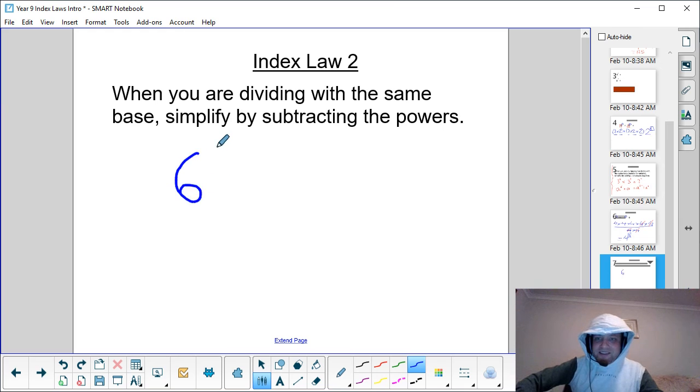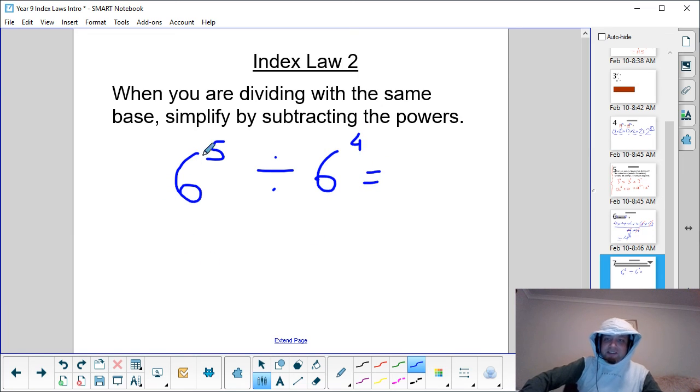Let's start with the number 6. I've got 6 to the power of 5. Why not? And if I divide away 6 to the power of 4, then what this is saying is I've got this 6 times 6 times 6 times 6 times 6 thing going on. I've got this bunch of 6s all being timesed, and I'm dividing away 4 of those. So all you have to do to simplify that is go 5 take away 4 on the power.